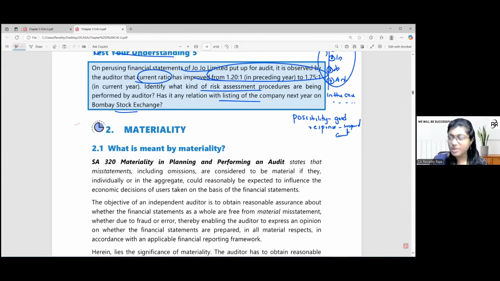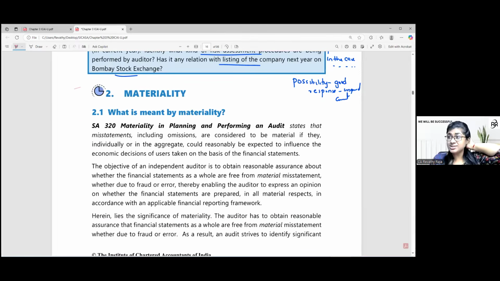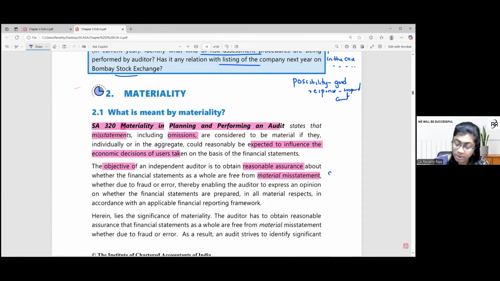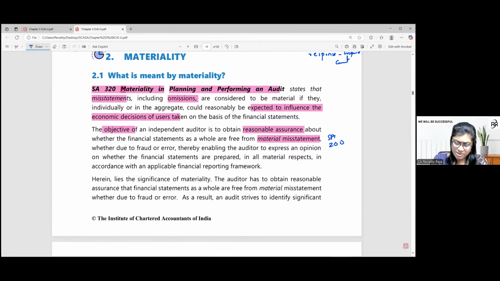Page 16. Can we mark, run through? It's just running through. So materiality. Basically, materiality is SA 320. As we said, materiality is in planning and performing audit. Meaning, if it is misstated or omitted, it will affect the decision of users. Then we said our objective is reasonable assurance of no material misstatement. I said SA 200. Okay, so that's SA 200. That's it.